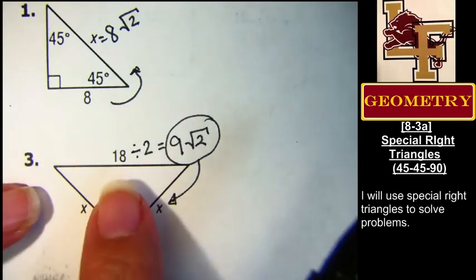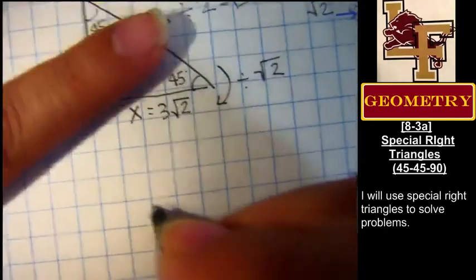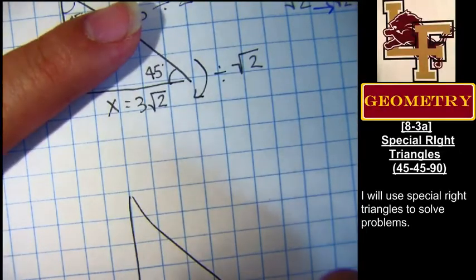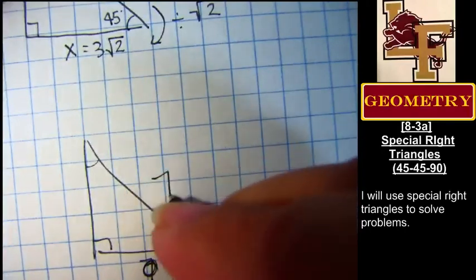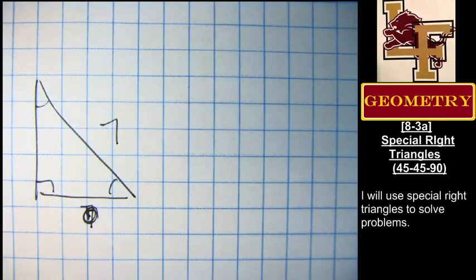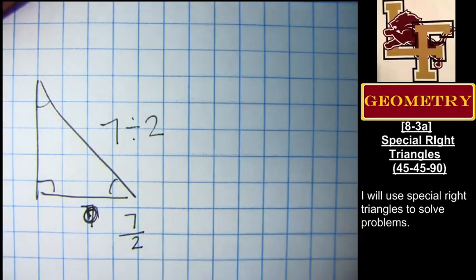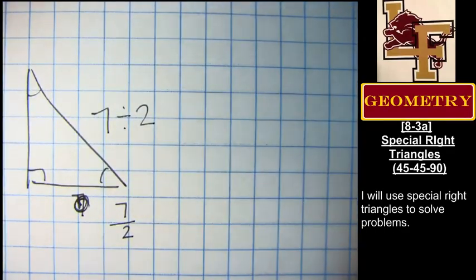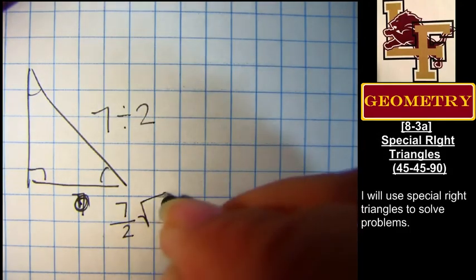Do you want to see what happens if this is an odd number? Yes? All right. Give me an odd number. 7. I love it. 7. The pattern was what? Divide by 2. So now I have 7 divided by 2. I'm not going to put that as a decimal. I'm going to leave it as a fraction. And then times square root 2.